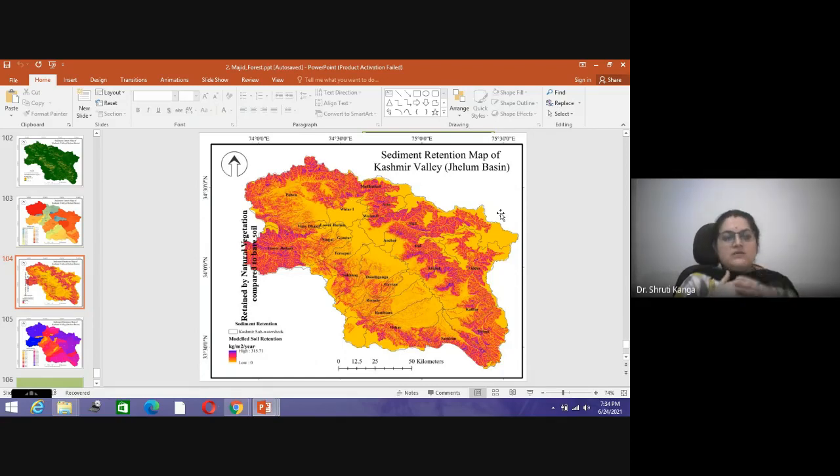for the conservation of these forested areas, along with various applications like wildlife habitat suitability mapping, or forest fire risk mapping, so that the damage to different forest species and forest resources can be managed. So with this, I'll be ending today's talk.